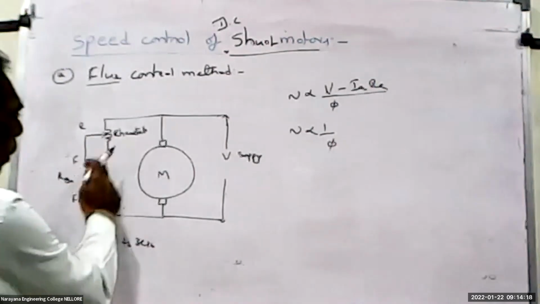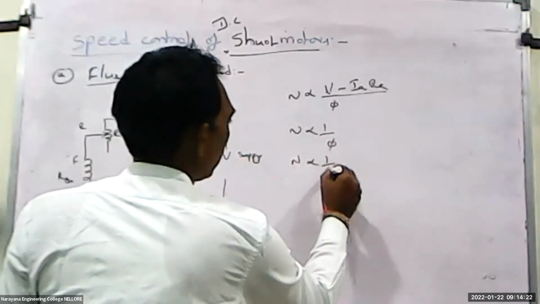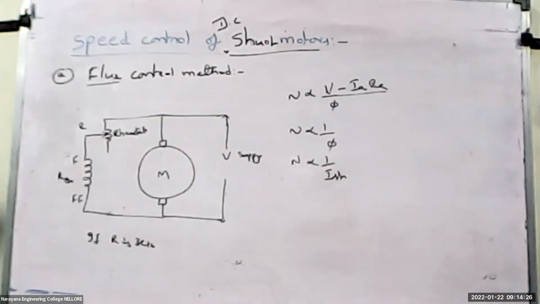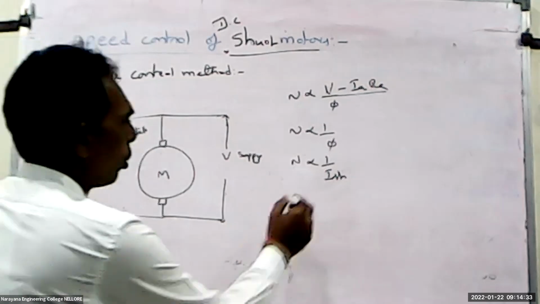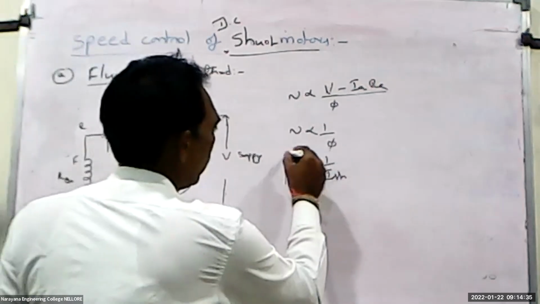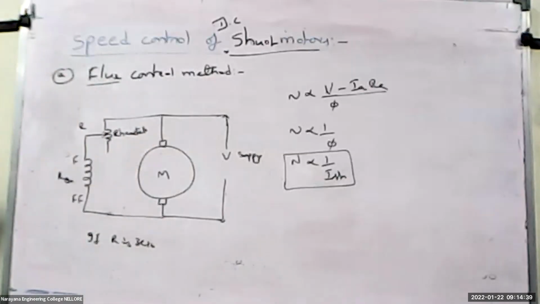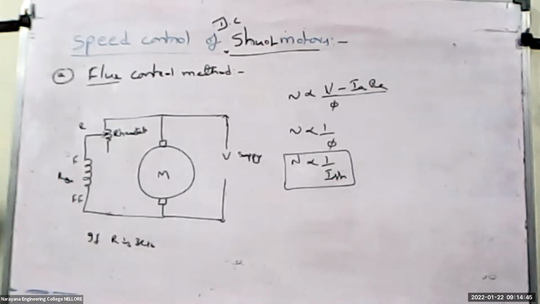So whenever the current passing through this changes, then automatically N is inversely proportional to 1 by flux. So whether the current passing through this is minimum or maximum, the speed is inversely proportional to this. So by changing the flux, we control the speed of a DC shunt motor or any DC motor.